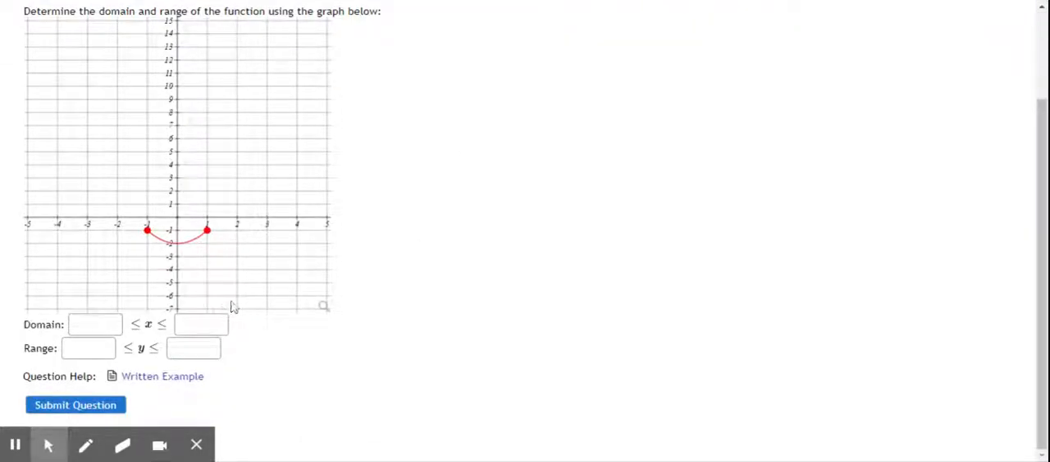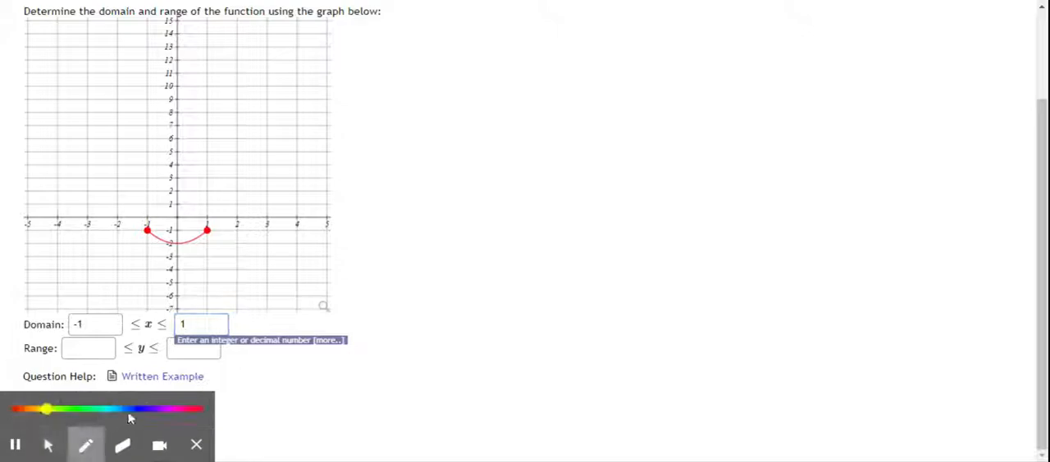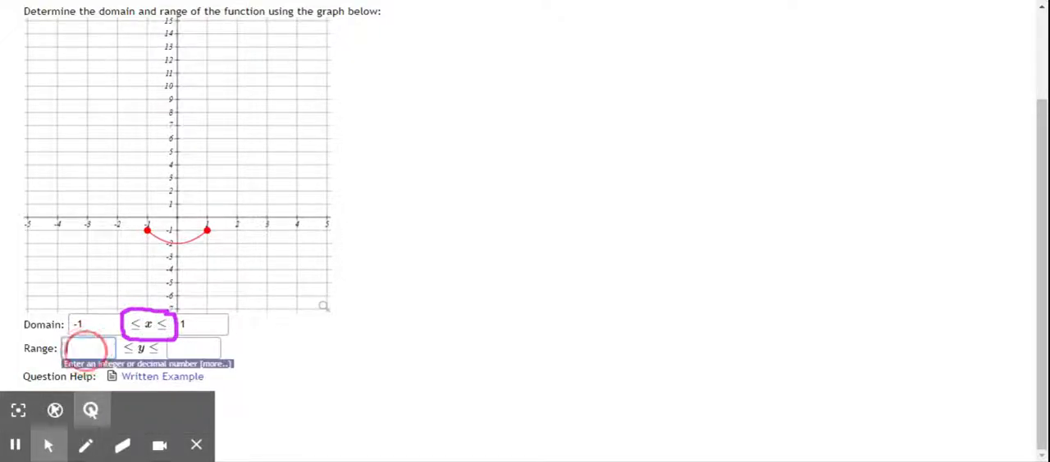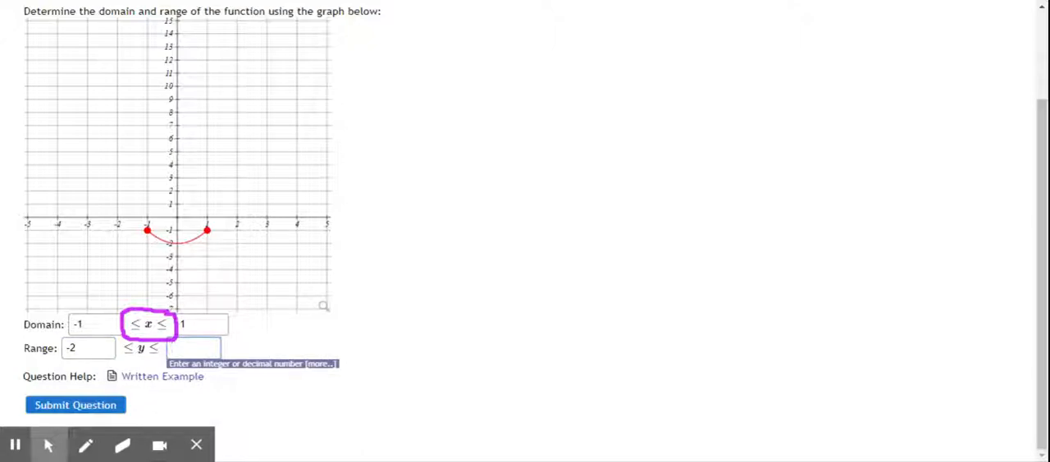And domain and range of this guy. Let's do, so again, notice that there's videos, there's examples clicked here. So the domain here on the left side is -1, and on the right side is 1. Again, you don't need to put the brackets and parentheses if it's got these greater than or less than symbols in the middle. Then you don't need the parentheses. Now the range, how low does it go? It goes down to -2 and it goes up to -1 on the height.